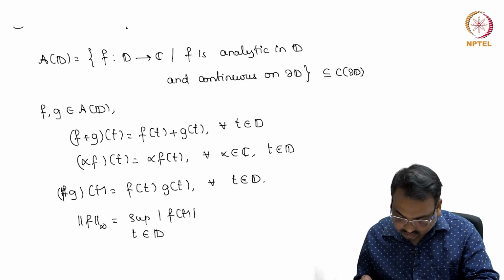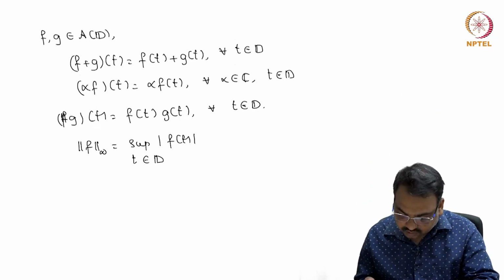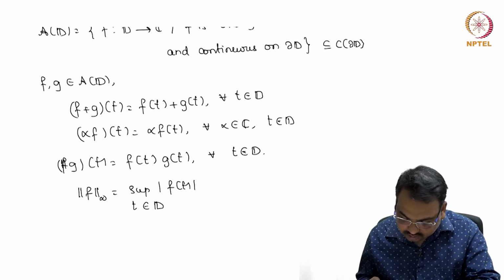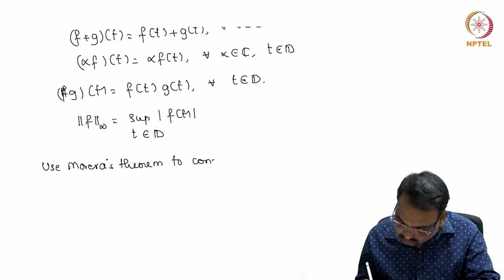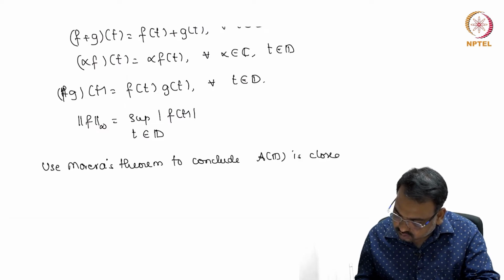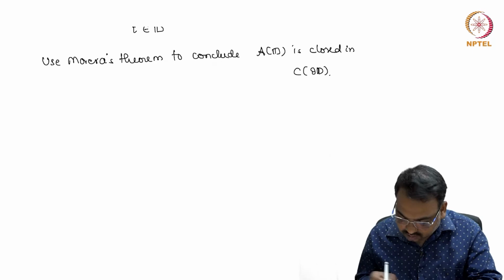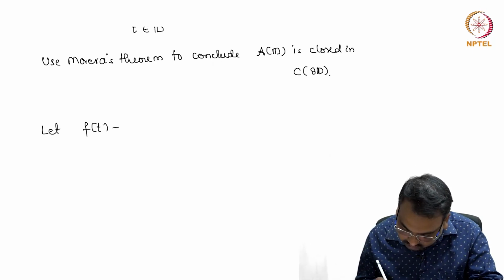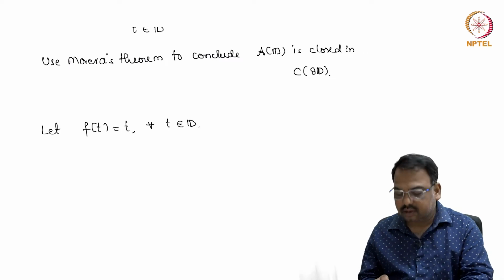So with respect to these operations, it is a subalgebra of C of boundary of D, and in fact to show that it is a closed subalgebra of C of boundary of D, we use Morera's theorem to conclude A of D is closed in C of boundary of D. So we can conclude that it's a Banach algebra, and let us take f of t equal to t for every t in D closure.